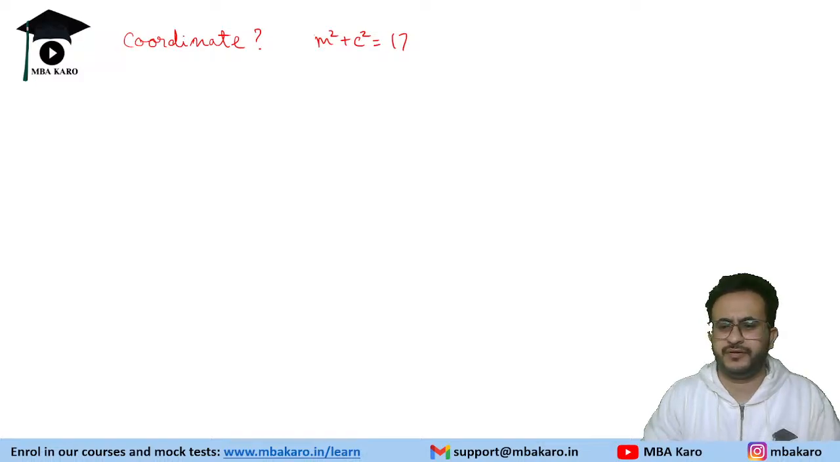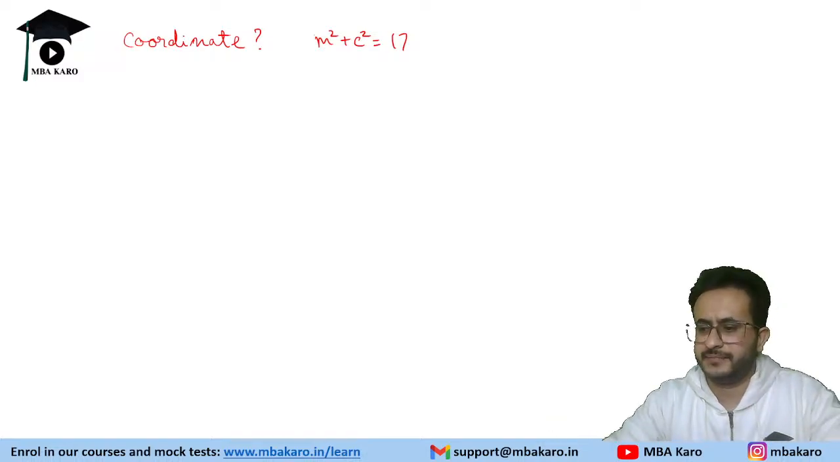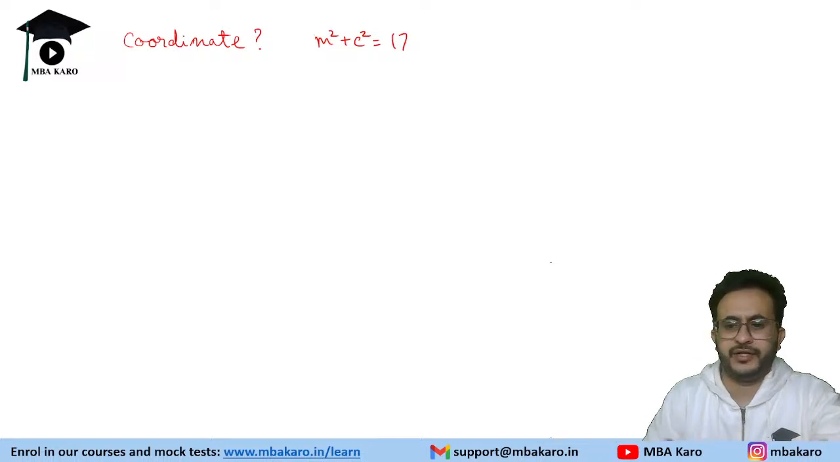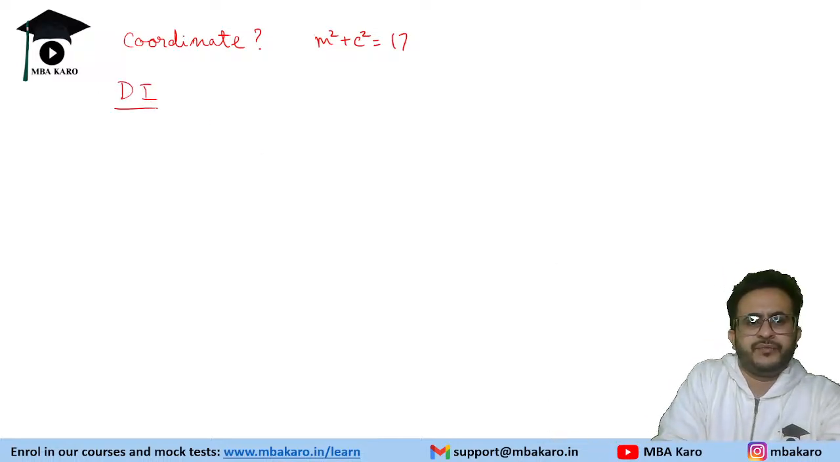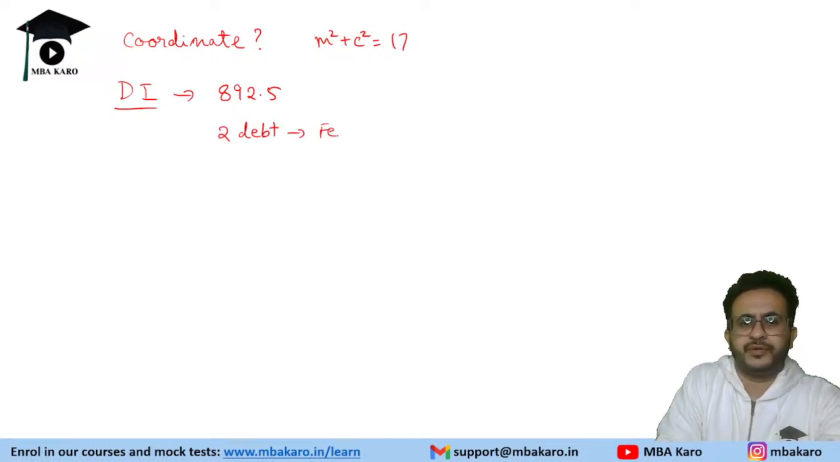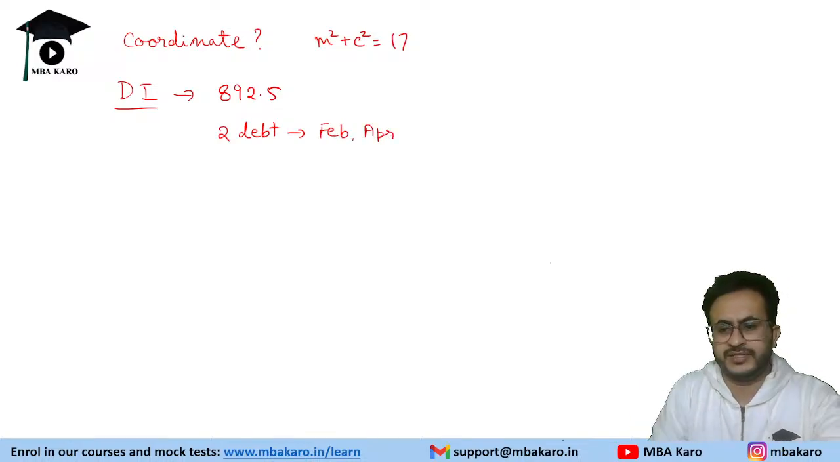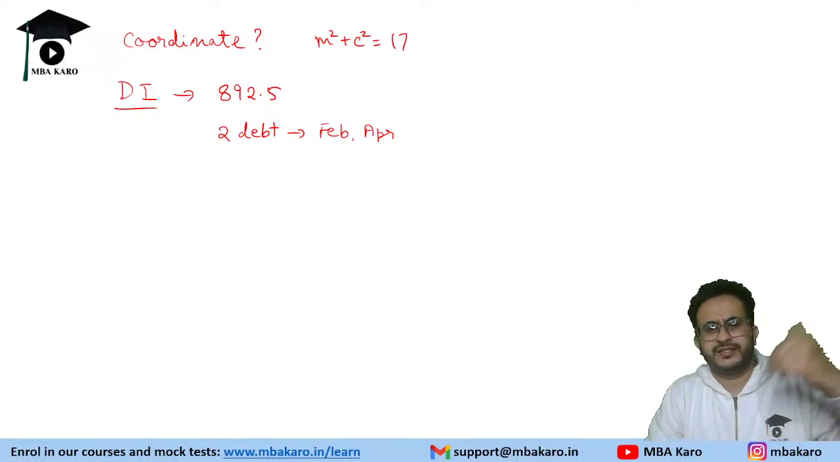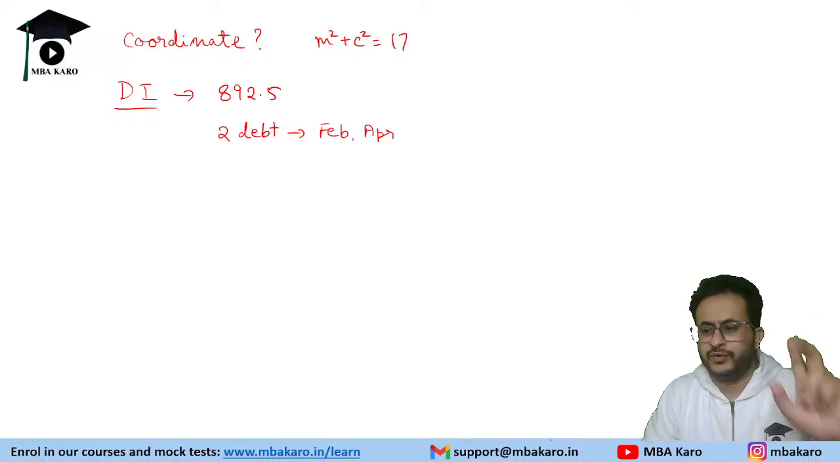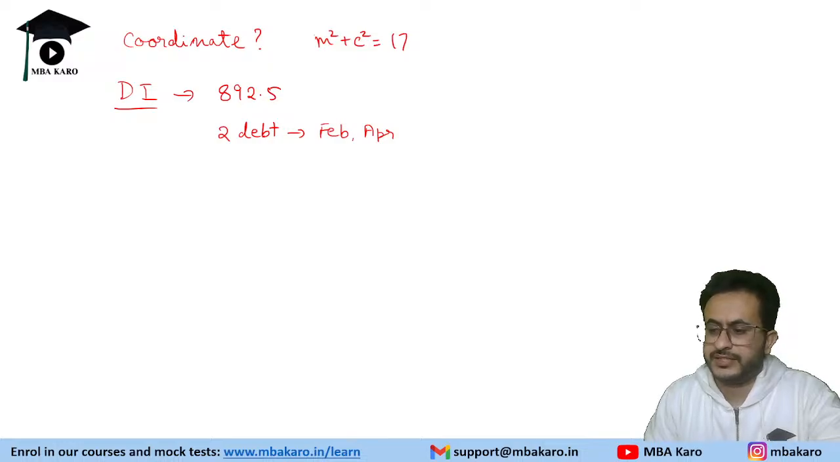Then the rest of them were quite lengthy questions. DI, there were two DI I did. In DI, one answer was 892.5. I remember there were 2 months that had debt. One was Feb because the income was coming less, and another I think was April. So 2 months that had debt, and 2 months was the answer where there was a reduction, something like that. These are some of the questions which I remember from the examination.